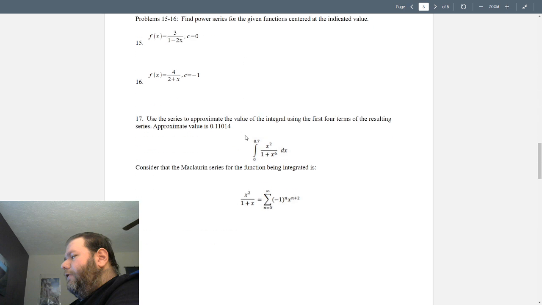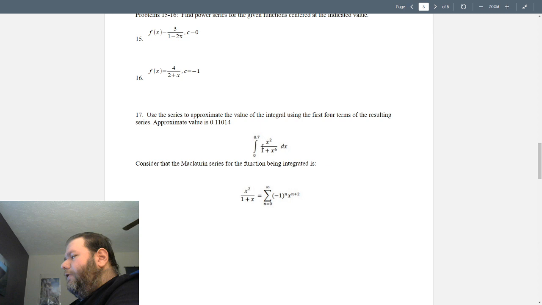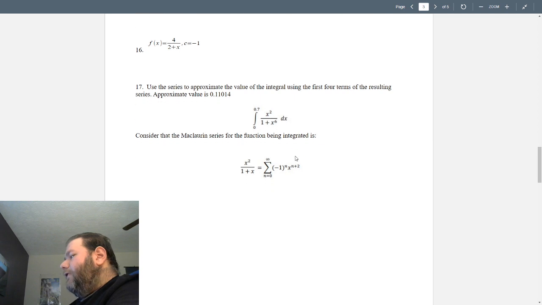But then this is the one I wanted to look at with the integral from 0 to 0.7 of x squared over 1 plus x to the 6th. It gave you the power series. This should be x to the 6th here, I'm sorry. I gave you the power series. Oh no, I didn't. This should be 6n plus 2.